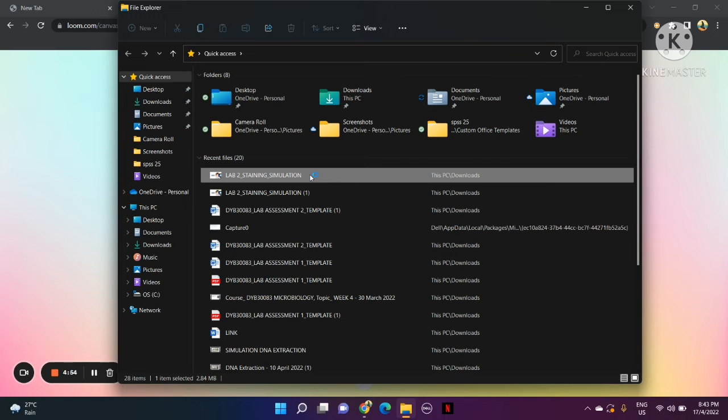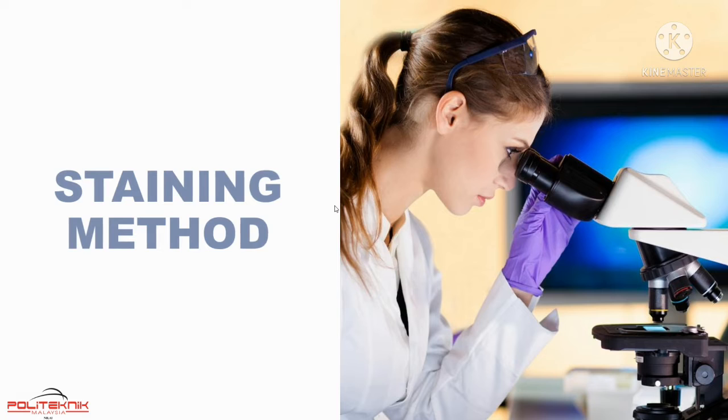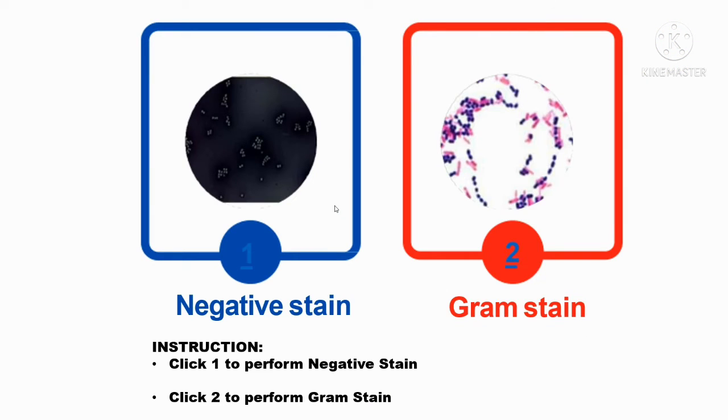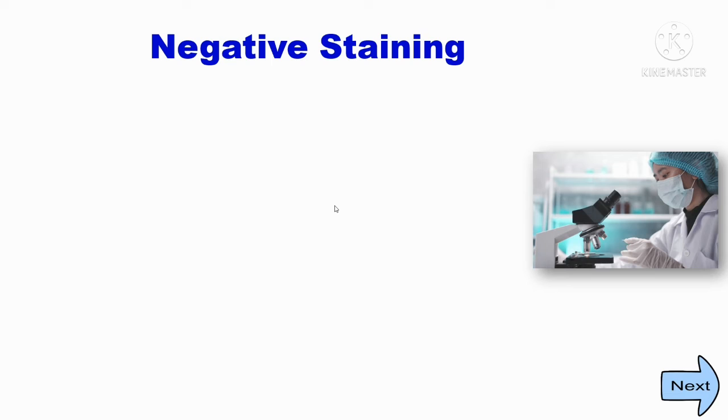Today I'm going to carry out one simulation about a staining method. There are two types of stain, which are negative stain and gram stain. So now we're going to go through negative staining.